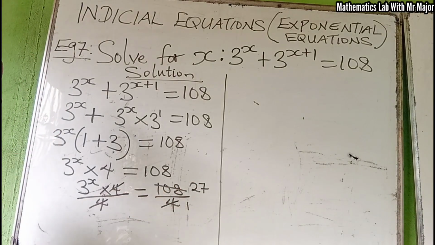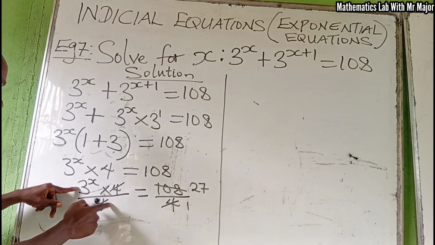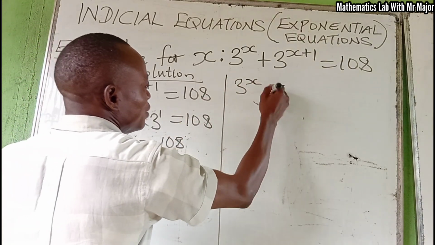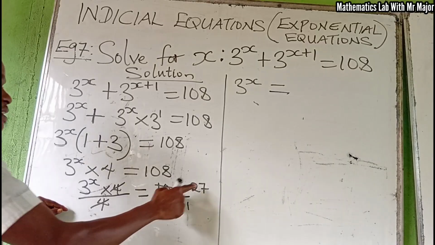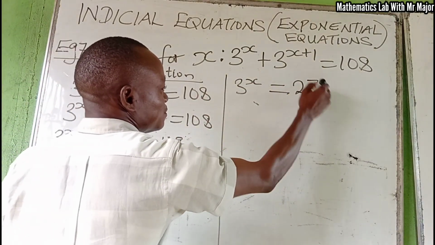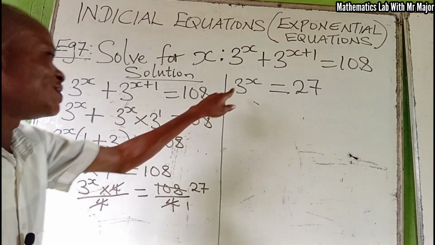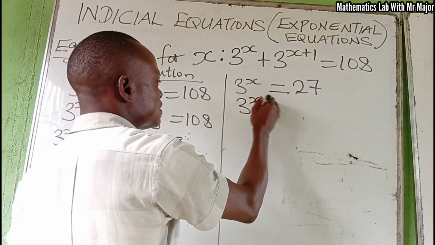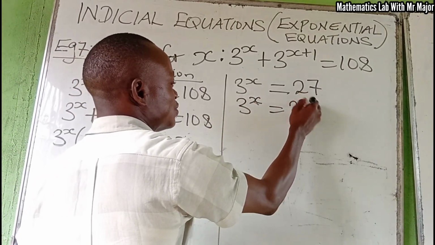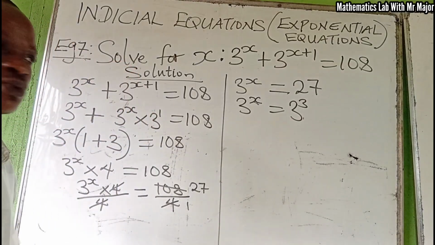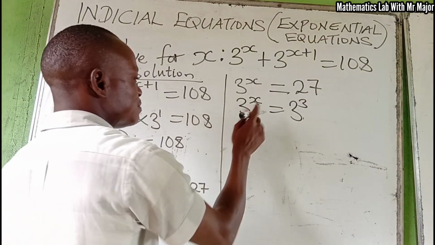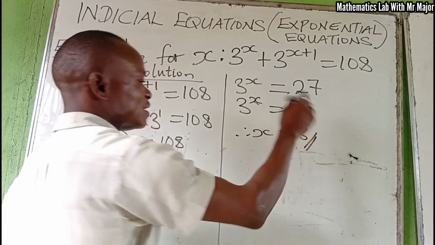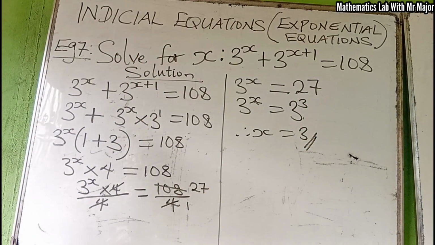So what we are having now is, for the left hand side, the only thing we have left here is 3 raised to the power x equal to, for the right hand side, what we have left is just 27. This 27 can be written in terms of 3. So we now have 3 raised to the power x equal to 3 raised to the power 3, because 3 raised to the power 3 will give us 27. The bases are the same, so we equate the powers. That means our x is equal to 3. That is the final answer.